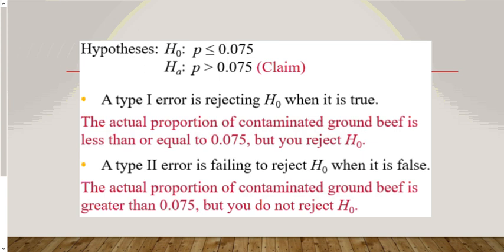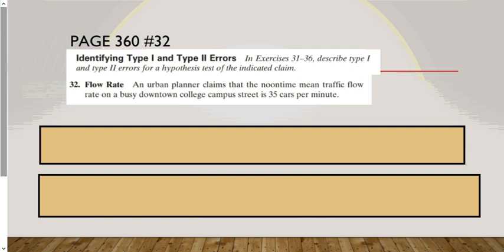Okay, so it just depends on the scenario, and it takes a lot of practice and a lot of examples in order to figure this kind of stuff out. Let's look at page 360, number 32. This says that we have to describe a type 1 and a type 2 error for the hypothesis test of the claim. An urban planner claims that the noontime mean traffic flow on a busy downtown college campus is 35 cars per minute. That's the claim.